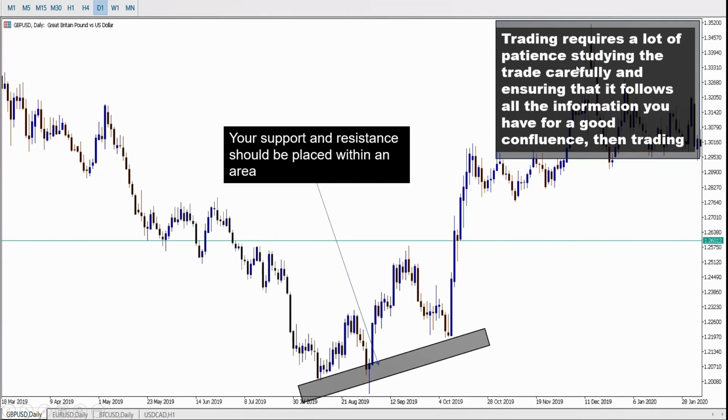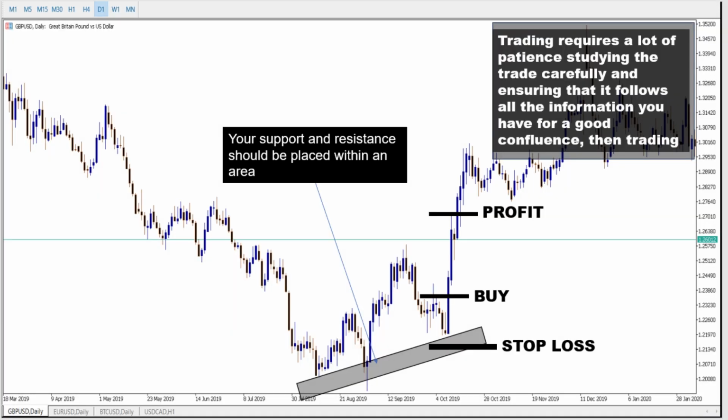Trading requires a lot of patience, studying the trade carefully and ensuring that it follows all the information you have for a good confluence, then trading. Trade with a small lot size to allow for good stop loss. Don't place stop loss too close to your trade.